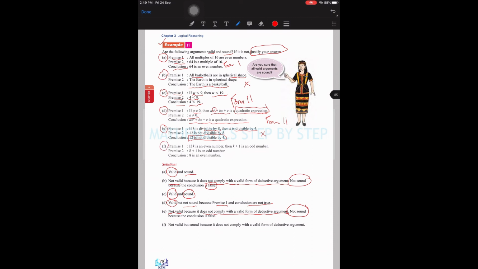Then F, if k is an even number, then k plus 1 is an odd number. 8 plus 1 is an odd number. 8 is an even number. Again, this is not in either of the 3 forms, so it is not valid, okay? Because it does not comply with a valid form of deductive argument. But it is sound, okay? Because all the premises and the conclusion made are true, okay?